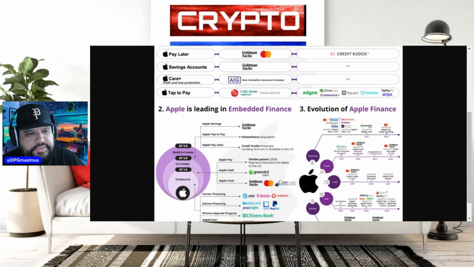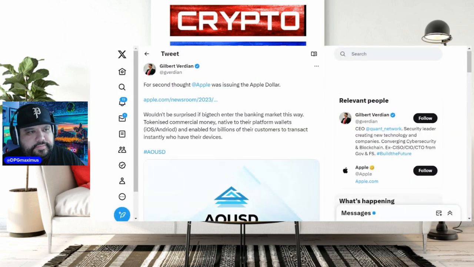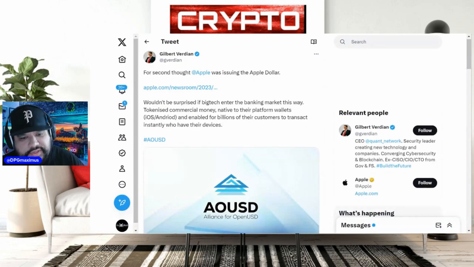let me see if I can pull this up for a second. Oh, yes, I know where we're at. I want to show you guys this. It's back to the topic of Apple. So it said for the second thought, Apple was issuing the Apple dollar. Again, back to the whole concept of payments and so on. So he says he wouldn't be surprised if big tech entered the banking market this way. You already technically saw, I gave you some examples of that, right? Tokenized commercial money native to the platform wallets, for instance, not just strictly on iPhone, but even on Android, enabling billions of customers who have their devices to transact instantly.